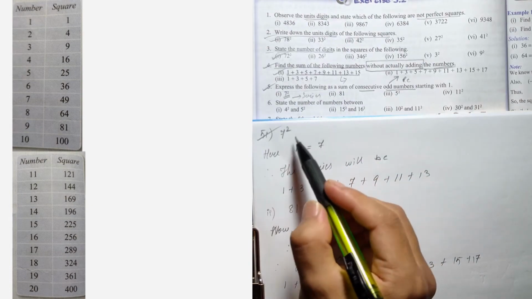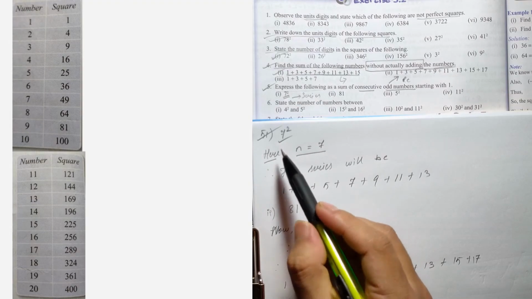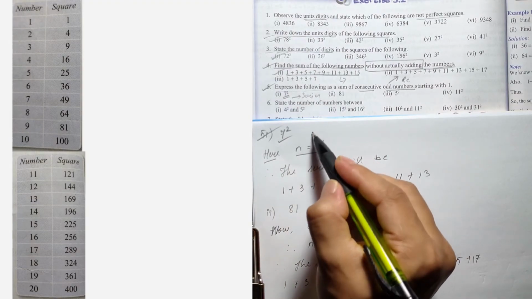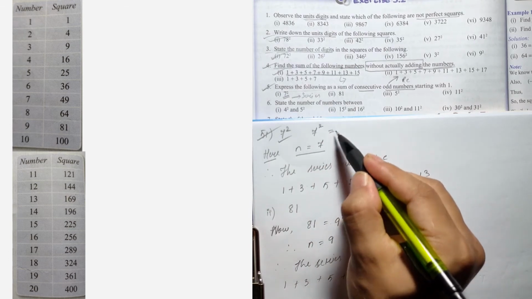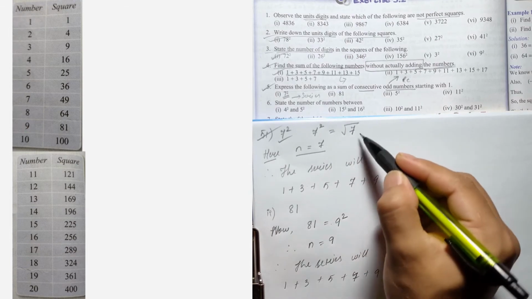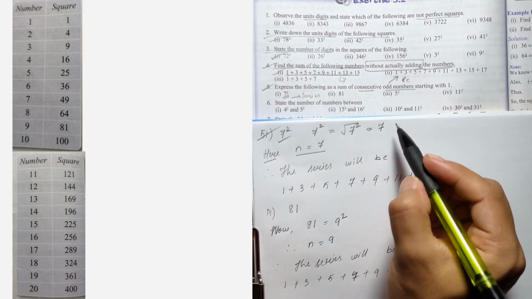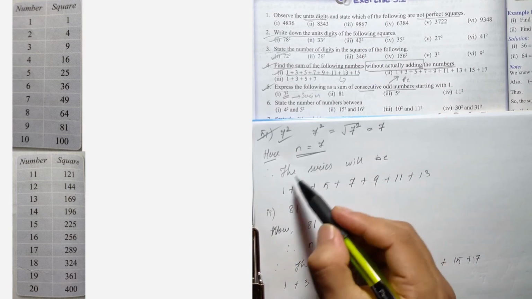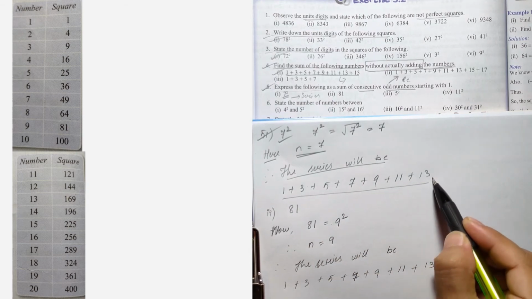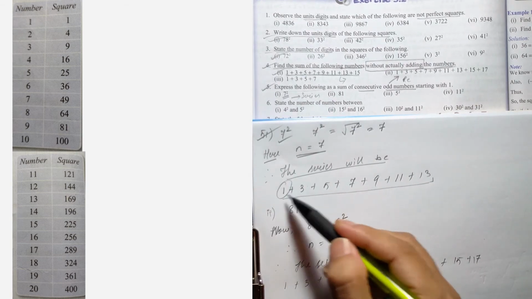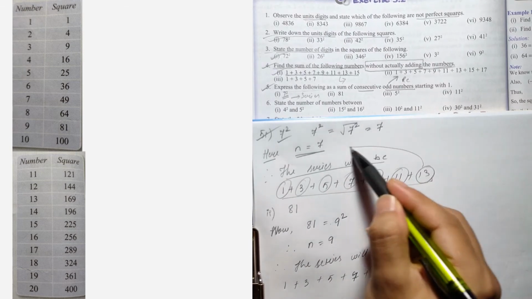Let's look at the first question. 7 square. So here n is equal to 7. Why 7? Because it has already been expressed in the form of 7 square, and the square root of 7 square is 7. So n is equal to 7. Therefore, the series will be 1 plus 3 plus 5 all the way up to 13. There should be 1, 2, 3, 4, 5, 6, 7 terms.